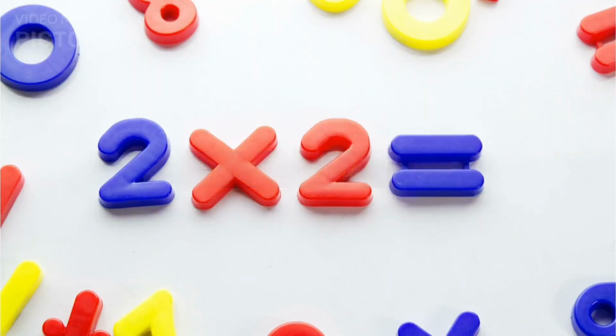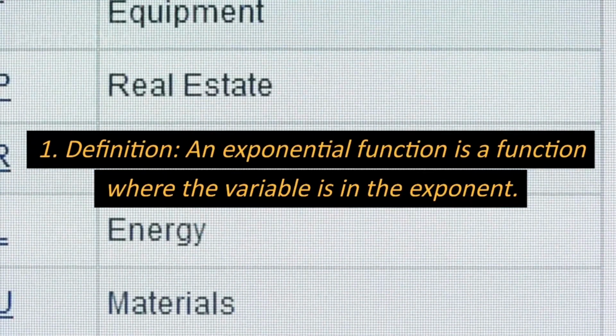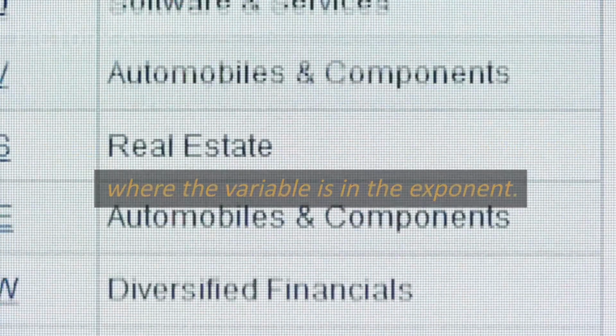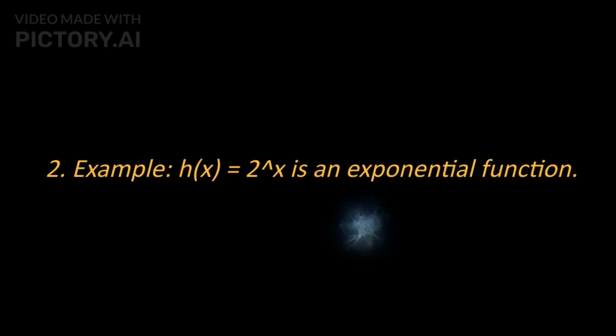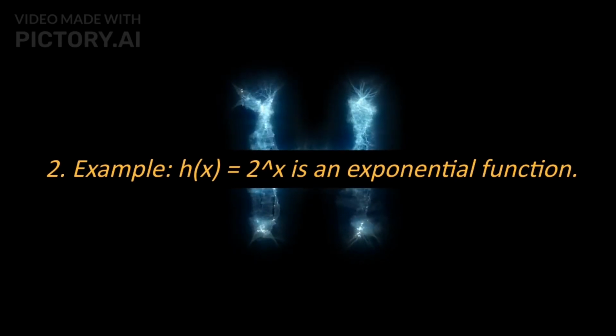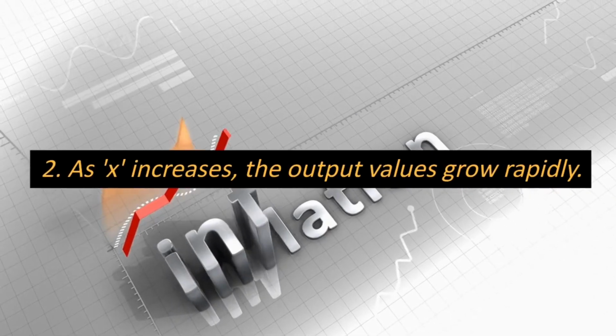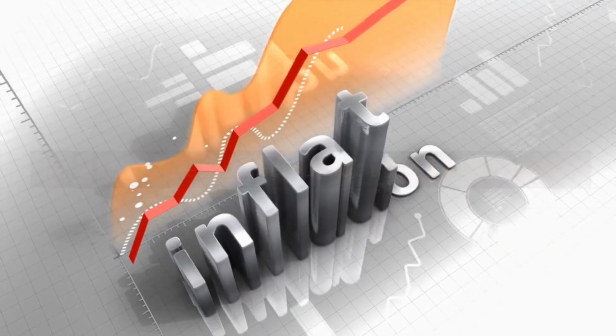Exponential function. 1. Definition. An exponential function is a function where the variable is in the exponent. 2. Example, h(x) = 2^x is an exponential function. As x increases, the output values grow rapidly.